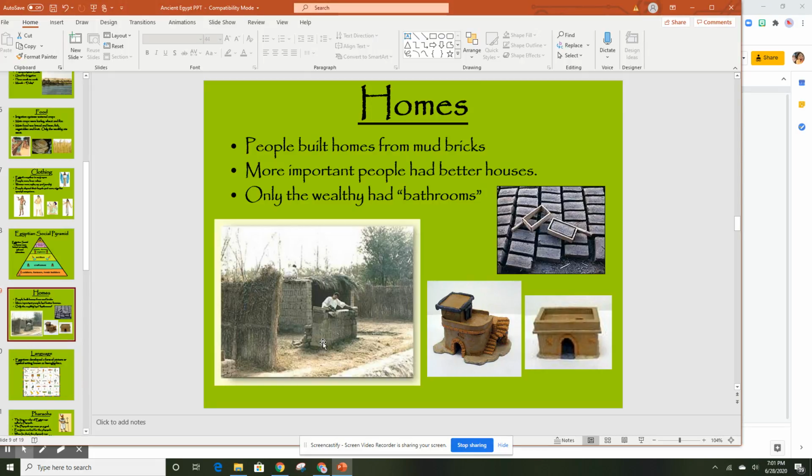Oftentimes there would be animal dung mixed in. There's a fun fact for you that you cannot unhear. So animal dung might be mixed into this to help bind those bricks. And you can see here, this is in modern day Egypt, and I can attest to the fact that they do still build a lot of their homes from mud bricks, just like they did in ancient days. And so they're building a home here with mud bricks. Some houses would have looked like this, but basically they used what they had for resources to build their homes.